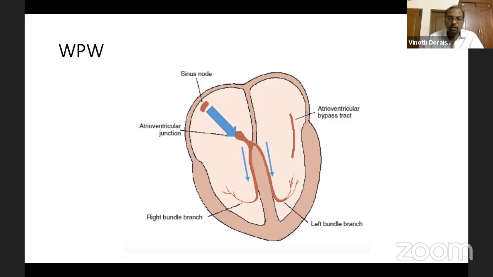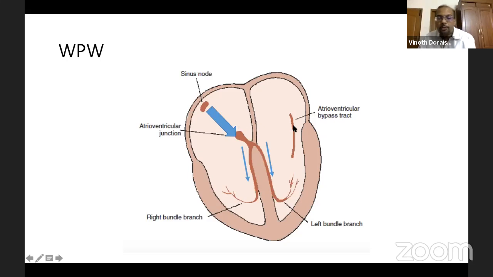So how do these findings all happen? We know that the normal depolarization goes from the sinus node to the AV node, His bundle and bundle branches, then to the Purkinje system. This is normal ventricular depolarization, and when this happens, the QRS complex will be narrow. But sometimes in Wolff-Parkinson-White syndrome, you will have an accessory atrioventricular bypass tract. I've told you that the only way the atria and ventricle are electrically connected is through the AV node and His bundle.